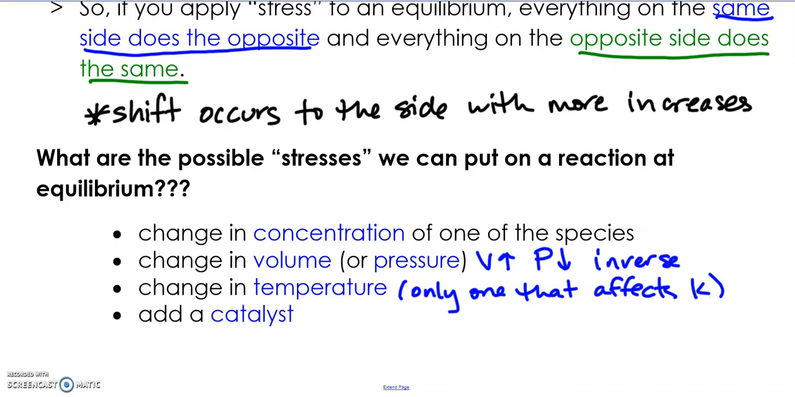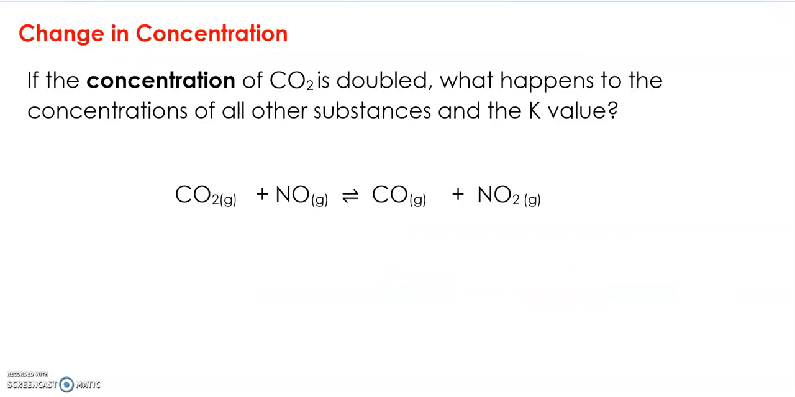All right, so now let's do an example, and I can explain what this shifting means. Let's say we change the concentration. I've got this reaction here, and let's say I double the concentration of CO2. So here is my initial change. I'm going to take my CO2 and double it. And all I'm going to do is use arrows. Are they increasing or decreasing? If my CO2 increases, what happens to every other reactant and product?